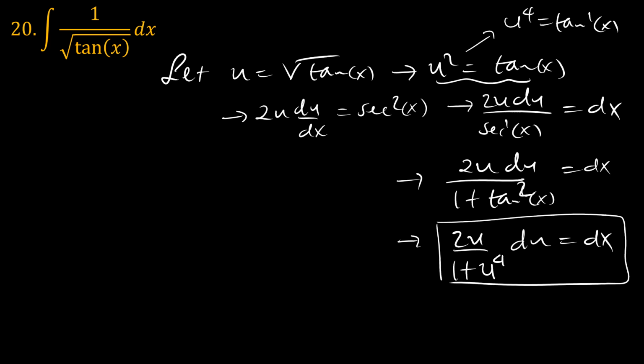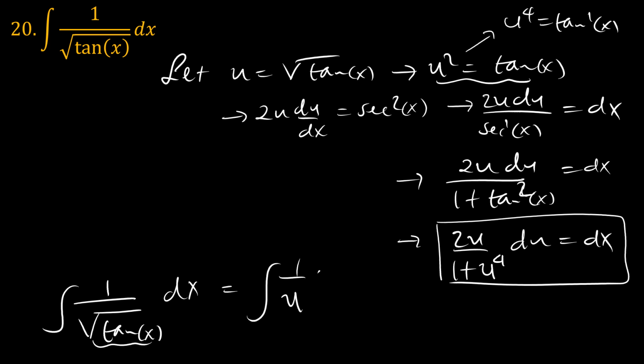Okay, so that when we have this, and since the integrand 1 over the square root of tangent x is being equated to u, we have 1 over u, and in place of dx we have 2u du over 1 plus u to the fourth. Okay, and so our problem becomes the integral of 2 over 1 plus u to the fourth.